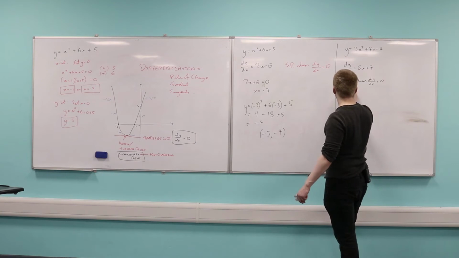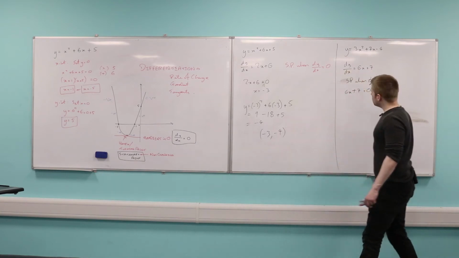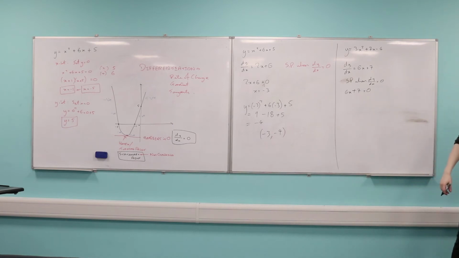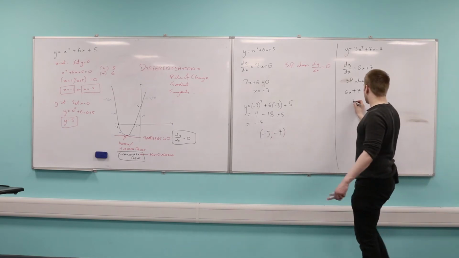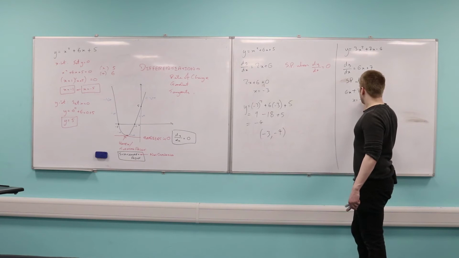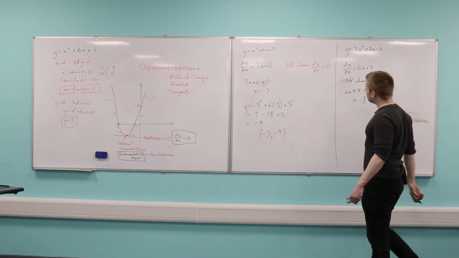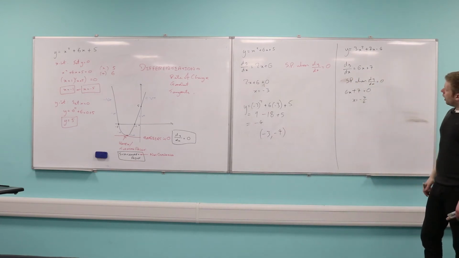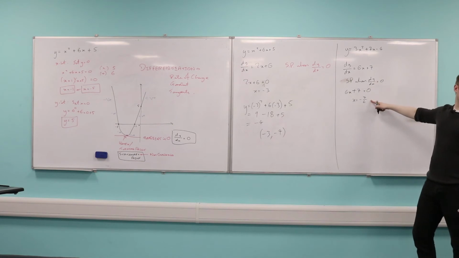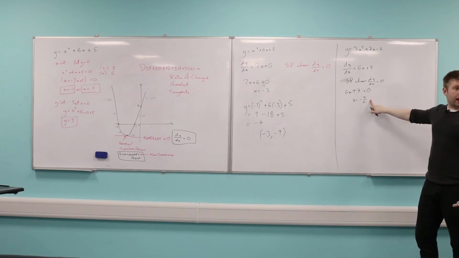So here's my gradient function, 6x plus 7. I know that my stationary point will occur when that thing is equal to 0. If I solve it, what do I get? Negative 7 sixths. Good, excellent. Well look, I've got half the battle won because I found my x coordinate.